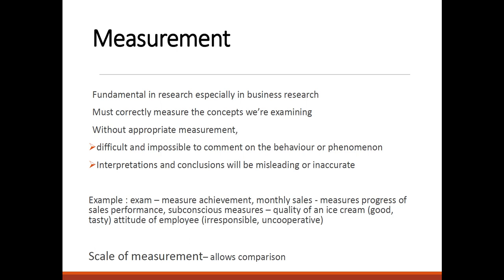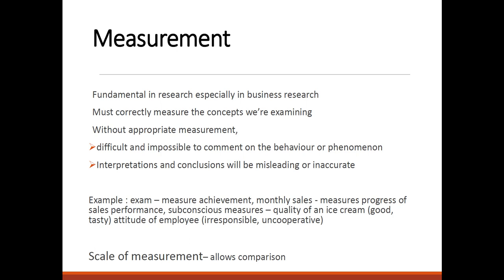For example, you want to measure achievement, so you use exams to measure achievement. The purpose of your study is to measure the achievement of the students, and you are using the exam score as your measurement. So that is valid, right? Exam and achievement are quite close. And then you want to measure the progress of sales performance. You look at the monthly sales. You want to see whether your salespeople have increased in their production, or whether your sales have increased. So you look at the monthly sales and you can see the performance or the progress of your sales.